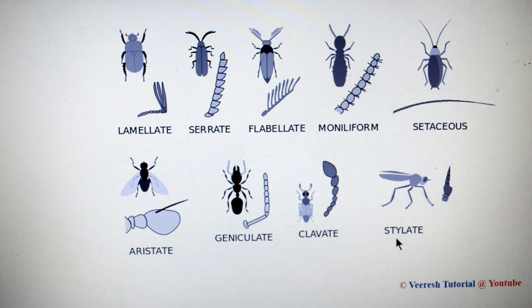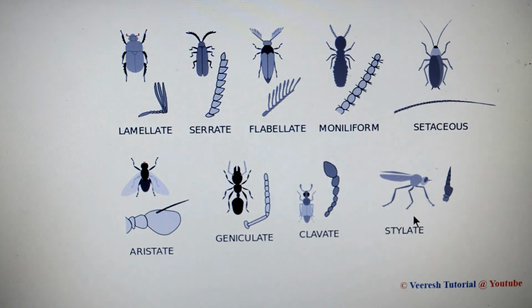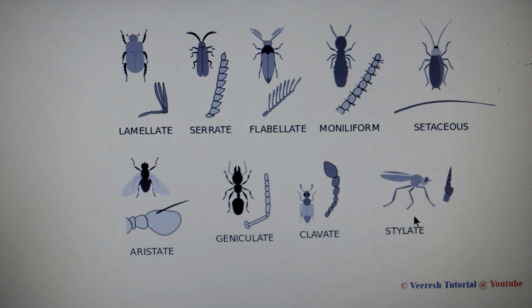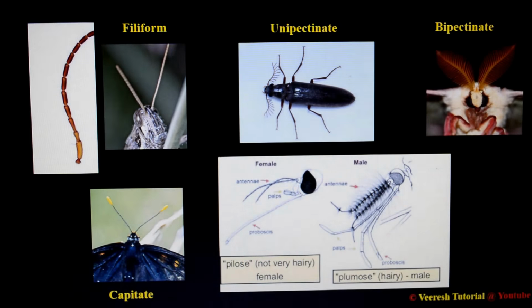And next one is the stylate type of antenna. Here the terminal segment of the flagellum bears a style-like process. So this type of antenna is called the stylate type, which is present in horseflies and robber flies.